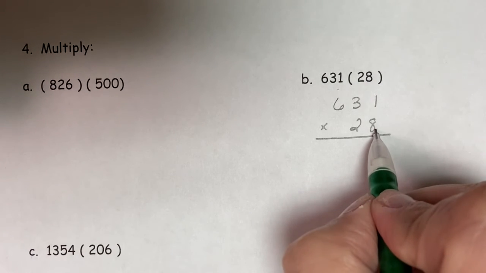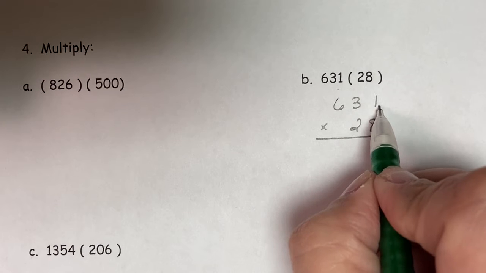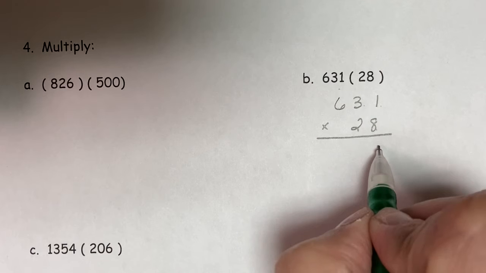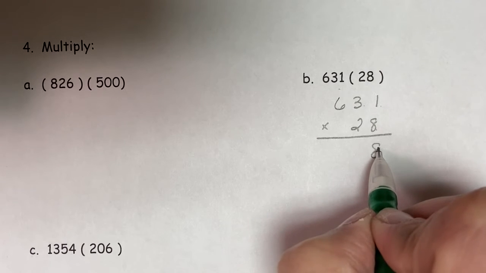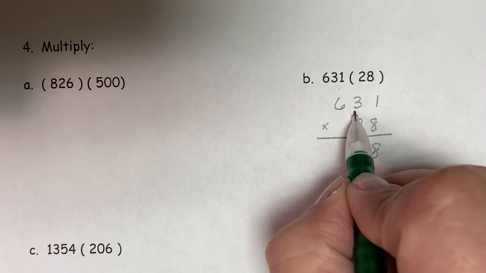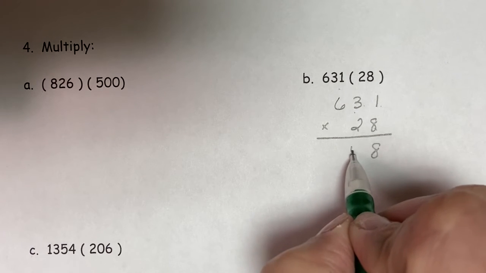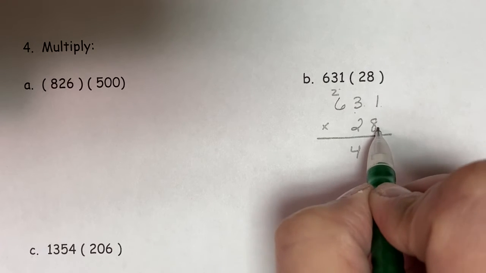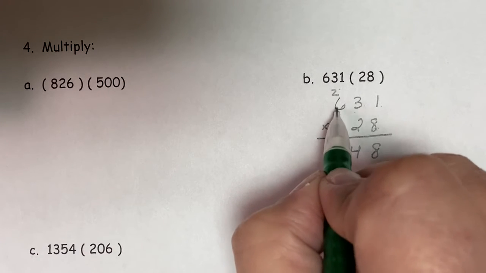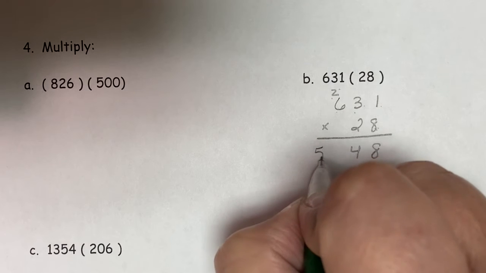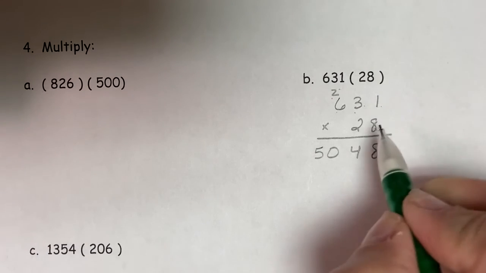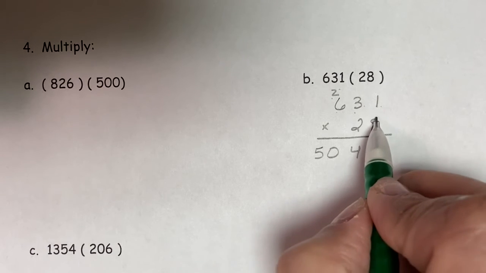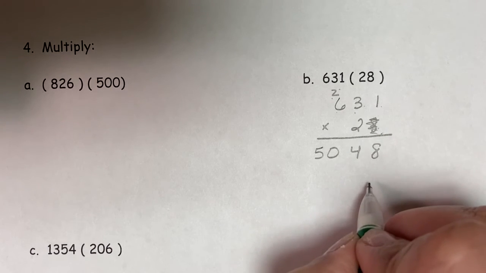I start down here with the 8, and I'm going to multiply each one of these numbers by the 8, just like this. So 8 times 1 is 8. There's no carrying to do there. 8 times 3 is 24. I'm going to put down my 4 and carry my 2. 8 times 6 is 48. Add the 2, you get 50. So all I did was I basically multiplied 631 by 8. I'm done with this 8. I'm not going to use it anymore.